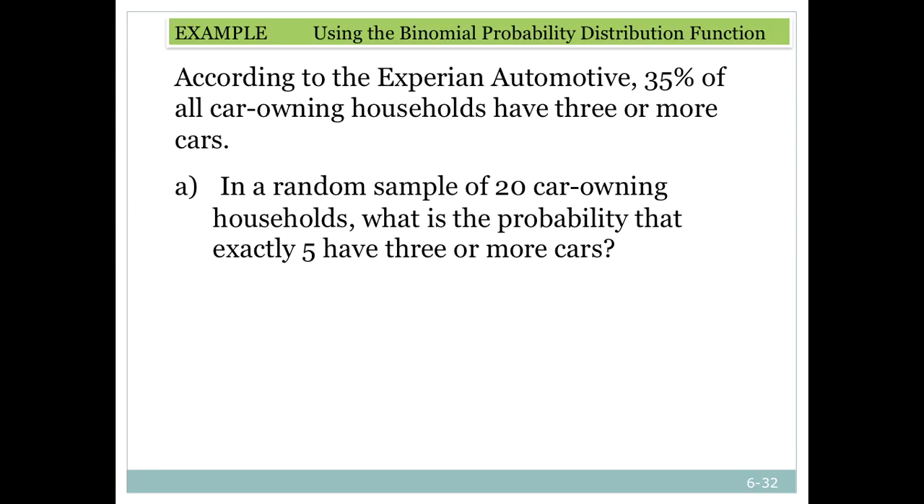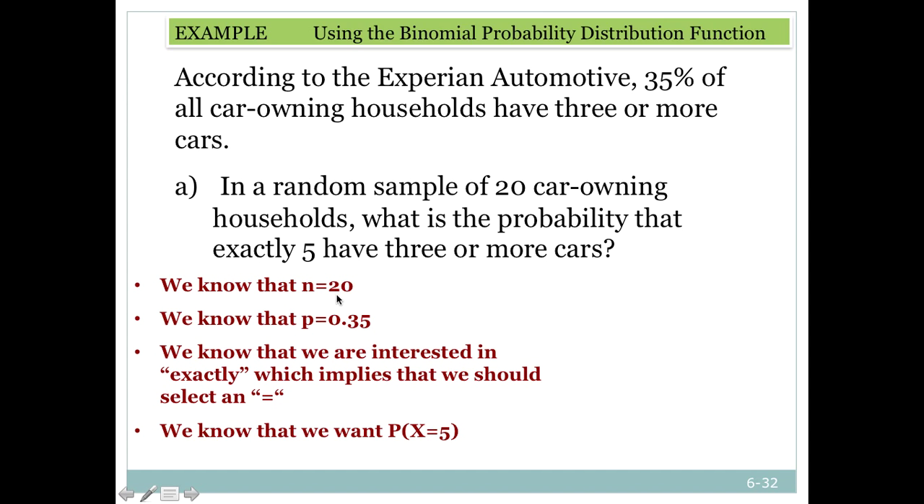Okay, so let's take a look at this example here. It says, according to Experian Automotive, 35% of all car-owning households have 3 or more cars. Question A says that in a random sample of 20 car-owning households, we want to find the probability that exactly 5 have 3 or more cars. So we know that our sample size n is 20. We know that our probability is 0.35, that's our probability of success given in the context of the question. And since we're looking for the word exactly, we're going to use an equal sign, and we want the probability that x equals 5.